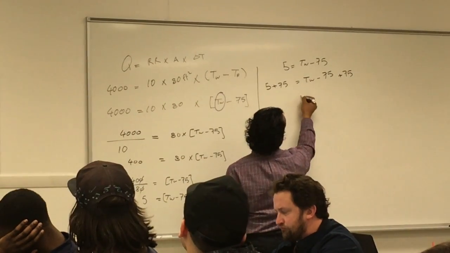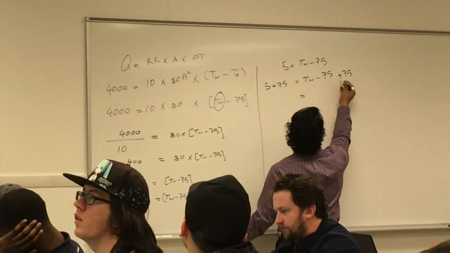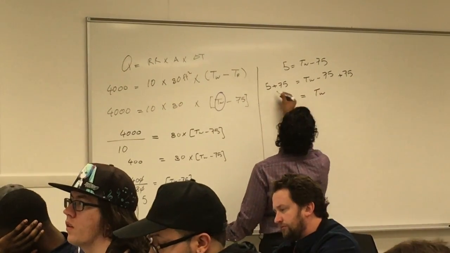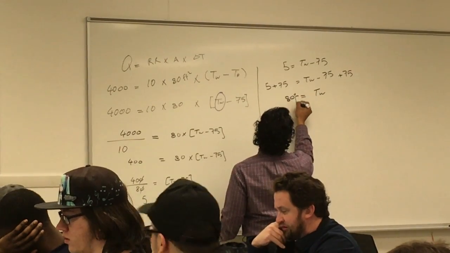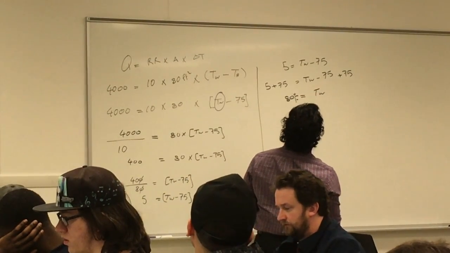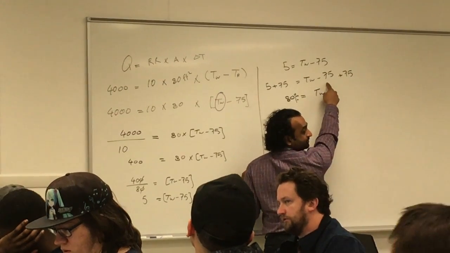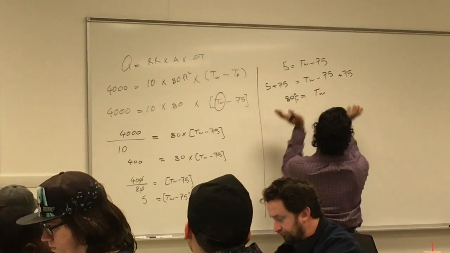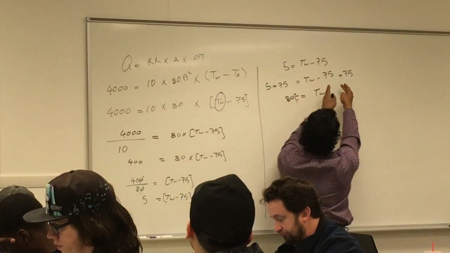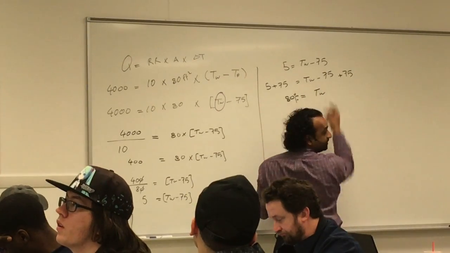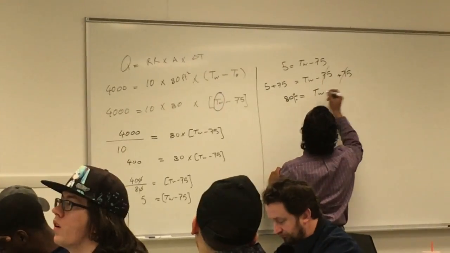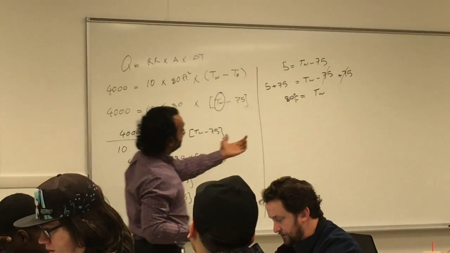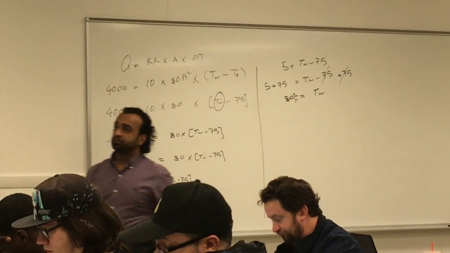When you do it this way, I think it's more confusing, but at least it makes more sense. 75 minus 75 goes to 0, so TW equals 80. I want to get rid of this 75. Some people say move it and change the sign, but if I want to maintain this equation, I add 75 to both sides. So if I add 75 to my 75, that cancels out to 0, and this will be 80. That's what you're looking for, the water temperature.